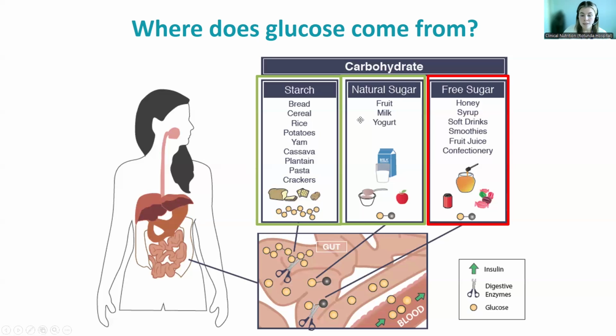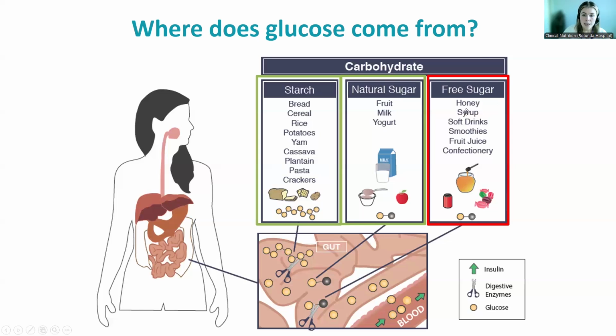The next group on the list is your natural sugars. So that's things like fruit and milk and yogurt. And we still want you to eat these every day in pregnancy because they also contain essential nutrients for pregnancy for mum and baby. These foods will also still cause the blood glucose levels to go up, but we still need you to eat them because they contain those essential nutrients for pregnancy.